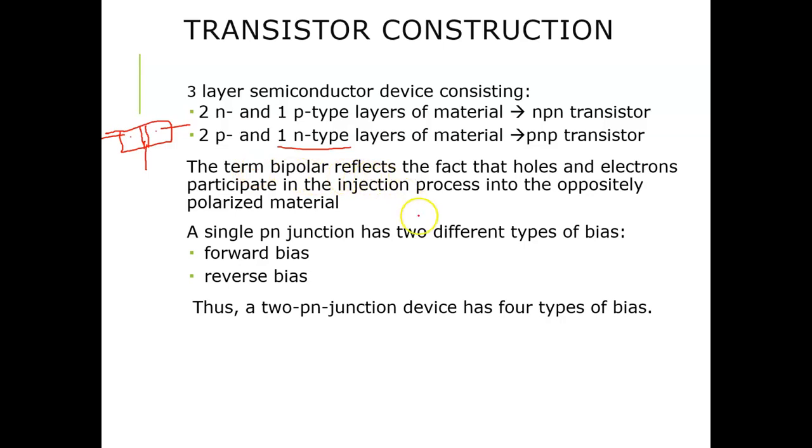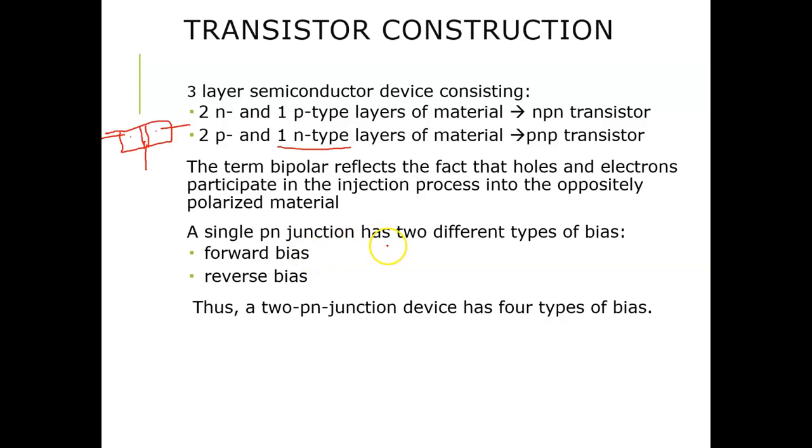One more very important point is that when you go for NPN or PNP, both emitter and collector have the same type of doping, and the base would have the opposite doping. The base material would be of a different type other than the emitter and collector.